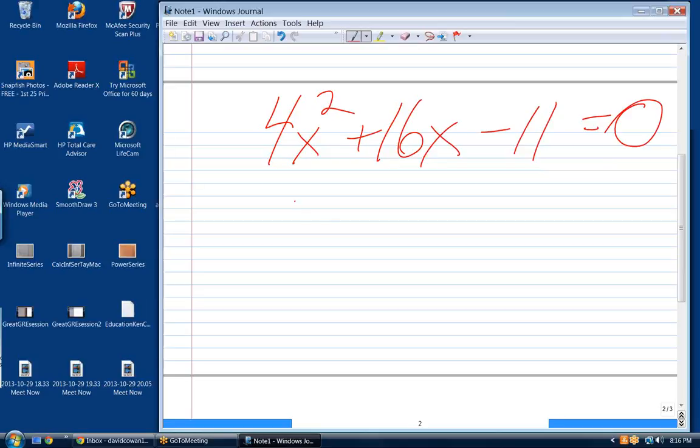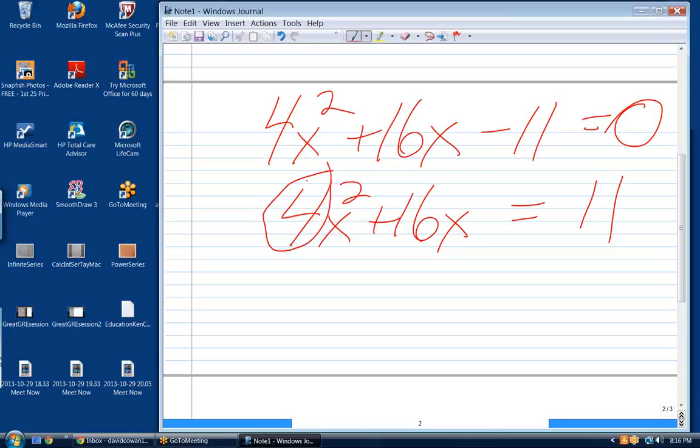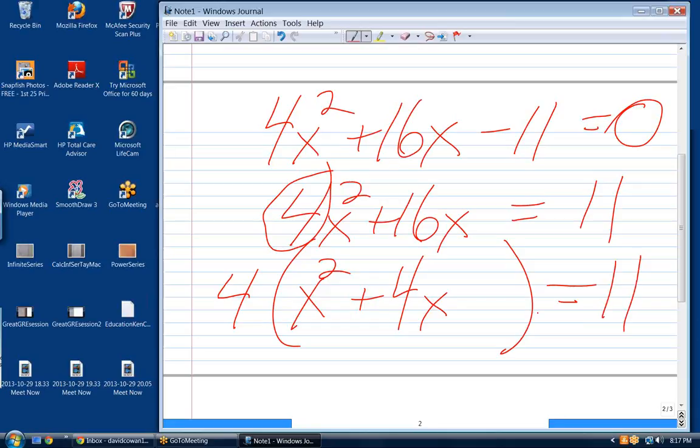First step, add 11. Now the one thing you have to do before you complete the square is get rid of this coefficient by factoring it out. You can't complete the square unless you're looking at x squared plus something. So I'm going to factor out a 4 from the left side. Haven't changed anything yet. This equation's identical to that equation.